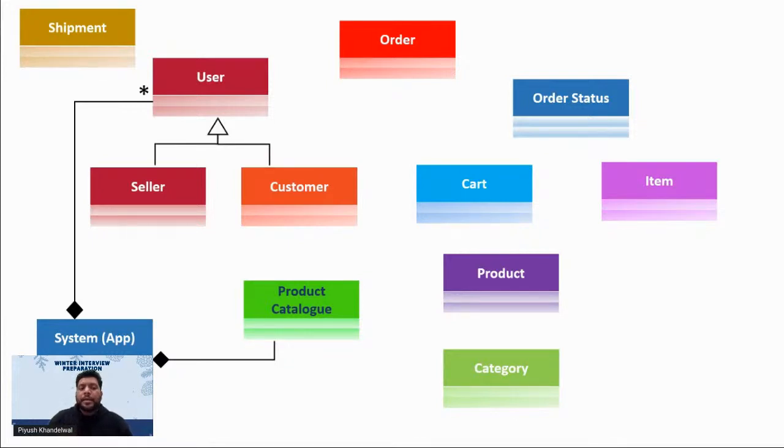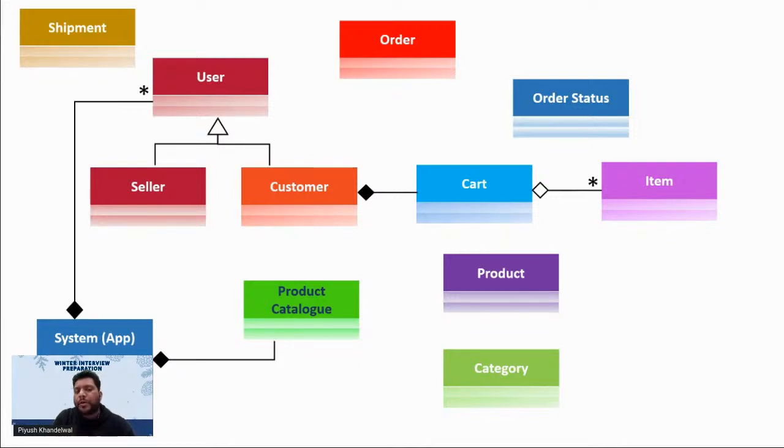Now, a user can be either of type seller or customer. So here we have generalization. So what did we put here? We put generalization. After this, customer has a cart. Every customer will have a cart. Because you can see this is one to one.